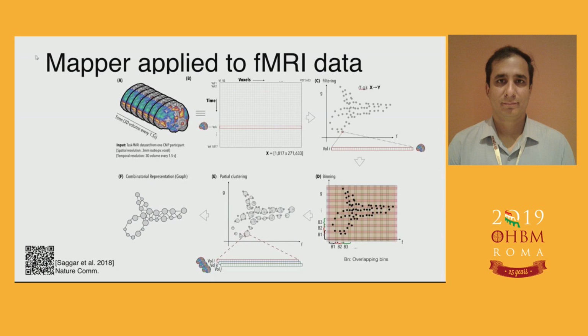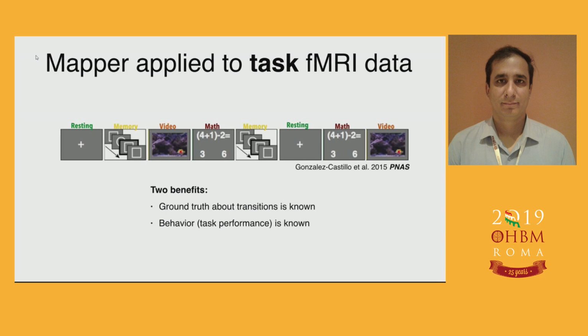So when you apply this to fMRI data, you take the entire data set without averaging in space or time, so time by space. The first step is filtering, where you create a neighborhood graph. Each node is the entire brain at any one time point. We bin the entire space, do partial clustering within each bin, and then each bigger node represents more TRs, but not necessarily averaging the data, and then we create a graph out of it.